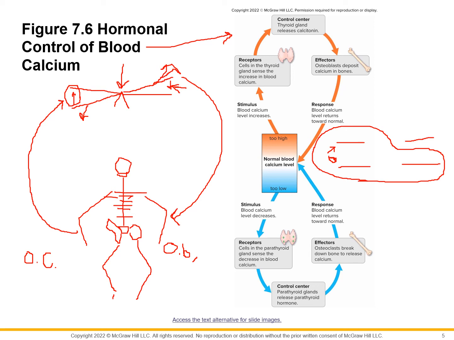The two glands are the thyroid, and I'm just going to put a T here, the thyroid, and the parathyroid. Now, para means around. The parathyroid is sitting on the thyroid. So thyroid and parathyroid, those are the two glands. And the cool thing about the parathyroid gland is it only secretes one hormone. And that hormone is the parathyroid hormone.